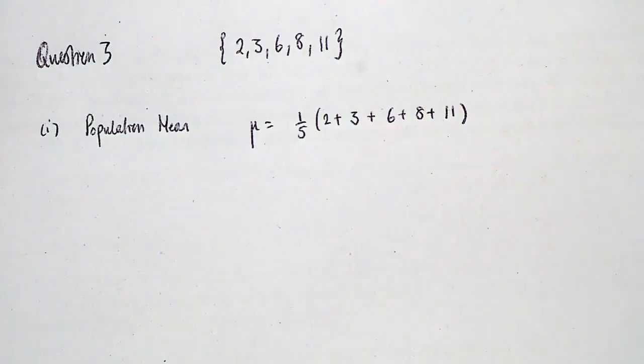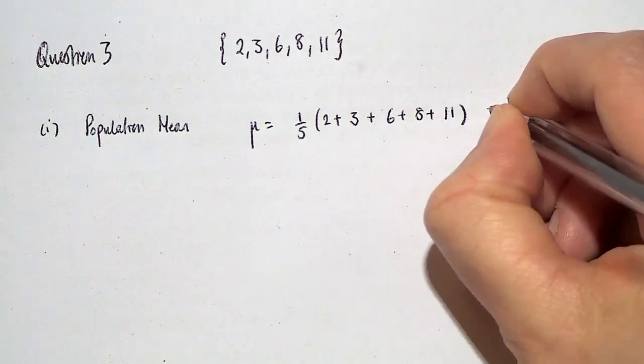I'm hoping that you remember from high school that when you take the mean of something, you just add them all up and divide by the number that there are. So the population mean is 6.